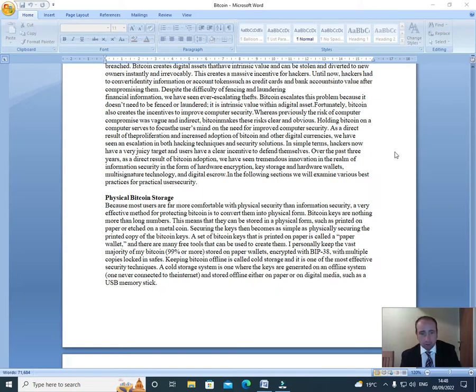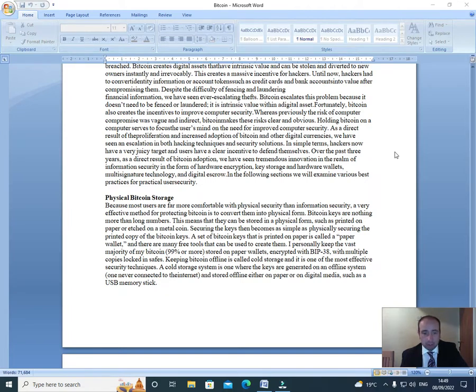Fortunately, Bitcoin also creates the incentives to improve computer security, whereas previously the risk of computer compromise was vague and indirect. Bitcoin makes these risks clear and obvious. Holding Bitcoin on a computer serves to focus the user's mind on the need for improved computer security. As a direct result of the proliferation and increased adoption of Bitcoin and other digital currencies, we have seen an escalation in both hacking techniques and security solutions. In simple terms, hackers now have a very juicy target and users have a clear incentive to defend themselves.